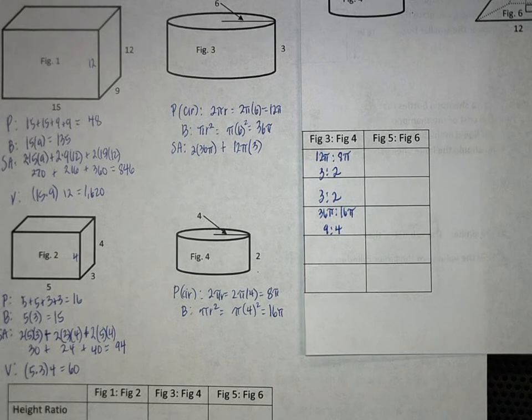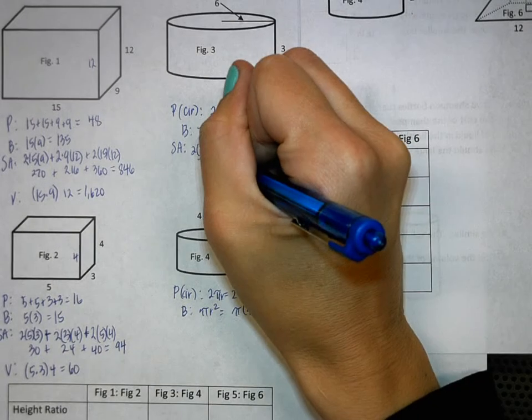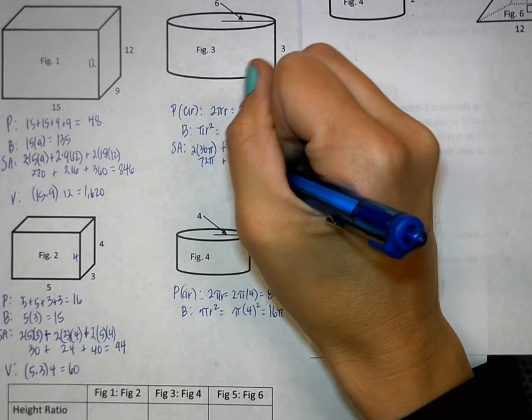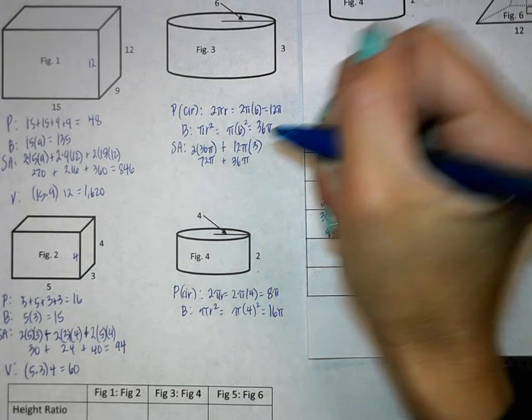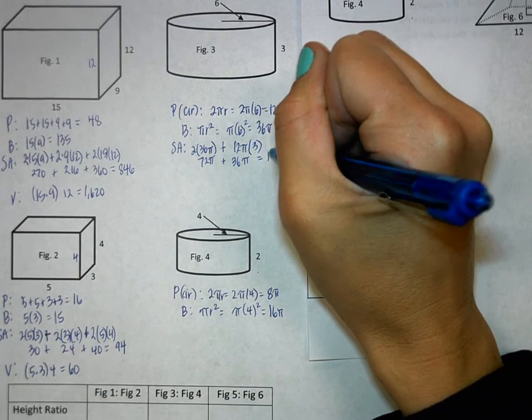And so 2 times 36 pi is 72 pi, plus 12 pi times 3 is 36 pi, and we add those together and we get 108 pi.